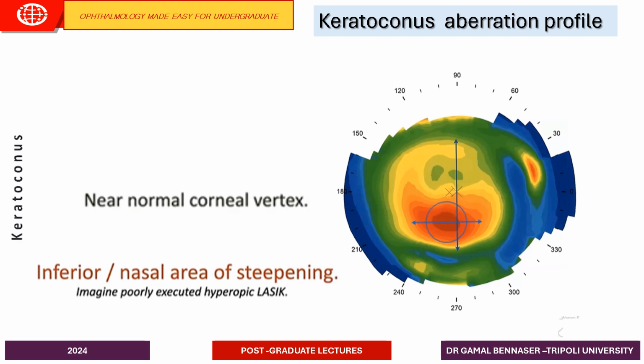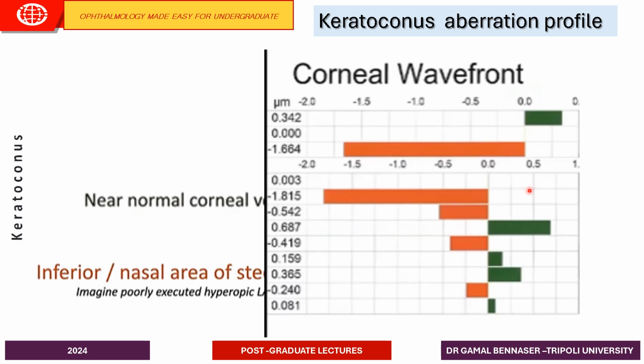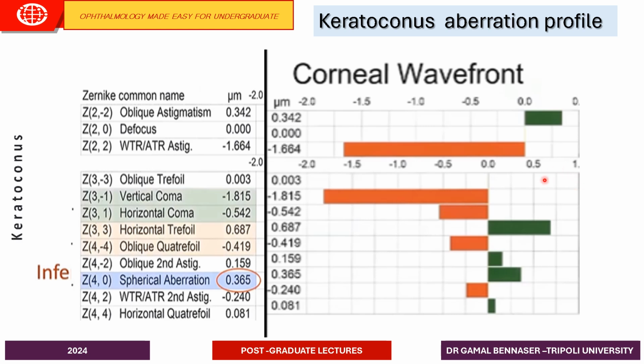Now, if you look at this topography map for one patient with keratoconus, typically he has a hot spot in the inferior part, and this is an asymmetric keratoconus in which there is a decentered or displaced apex from the center. So this patient has the apex of the cornea nearly normal, and the cone appears inferiorly or paracentrally. If you study the aberration profile, you can see clearly that he has a negative vertical coma, and this is because the apex of the cone is displaced inferiorly.